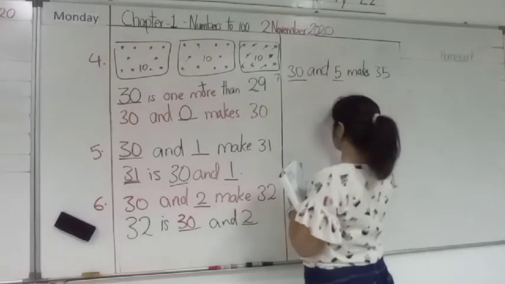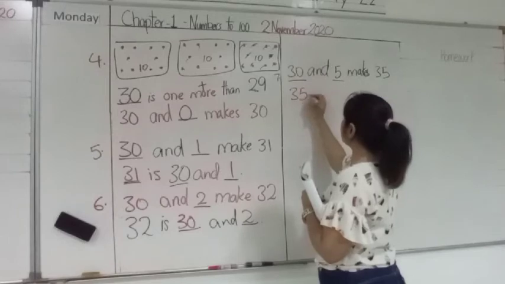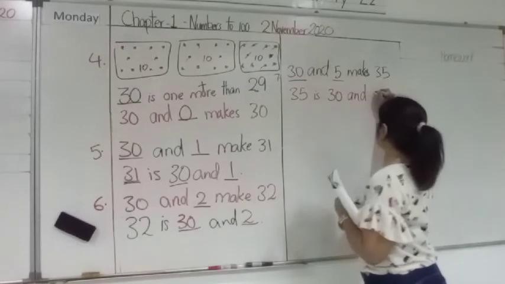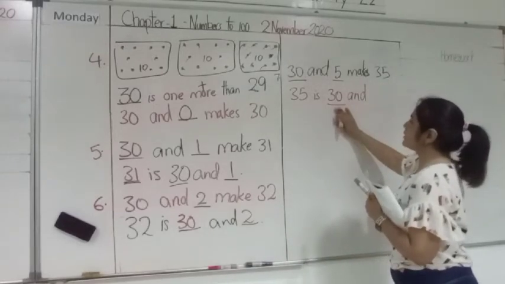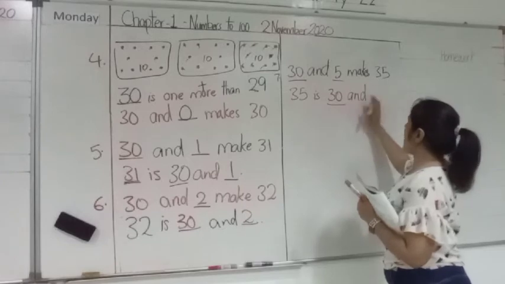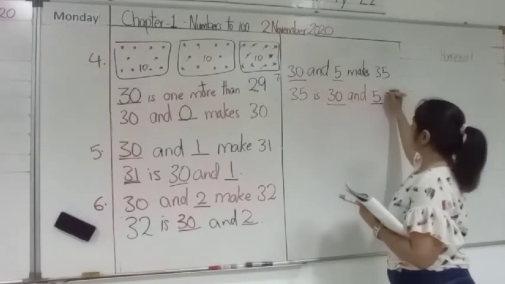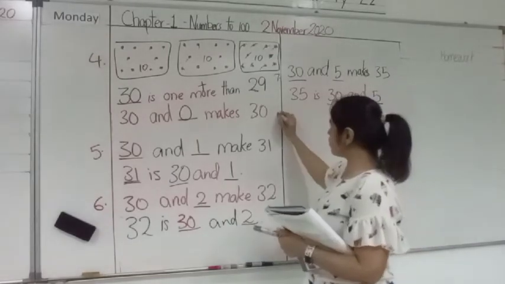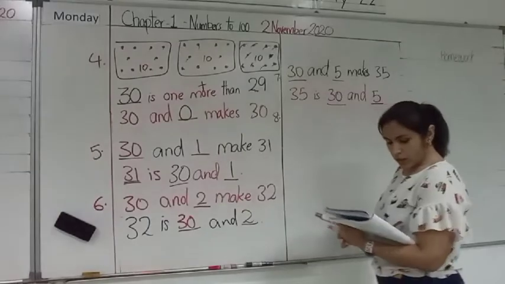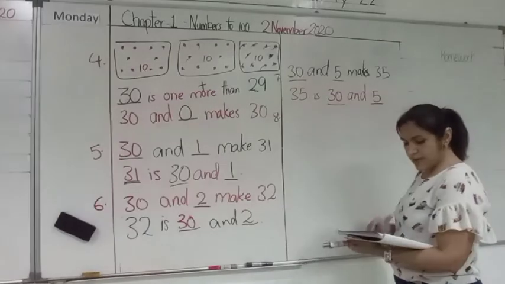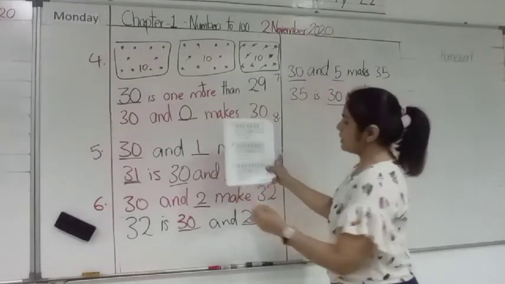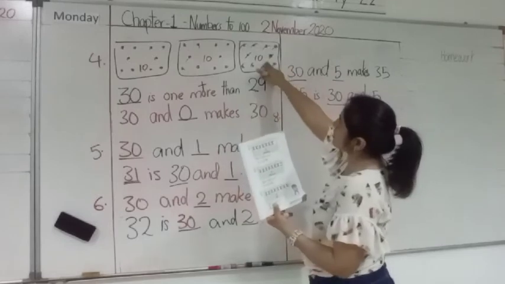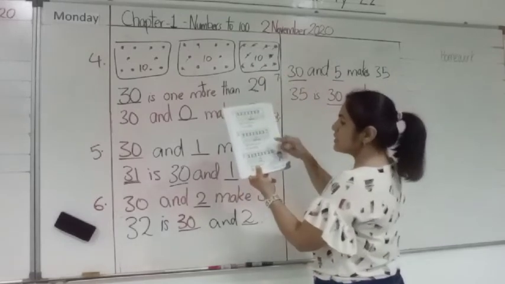Now how do you make 35? You have 30 dots and 5 one dots, 3 ten dots. That is 30 and 5 one dots, which will make 35. Now let's go to number 8. Number 8 says there are 30, 10, 20, 30. Here in this box, just now how I drew this, there is 39.